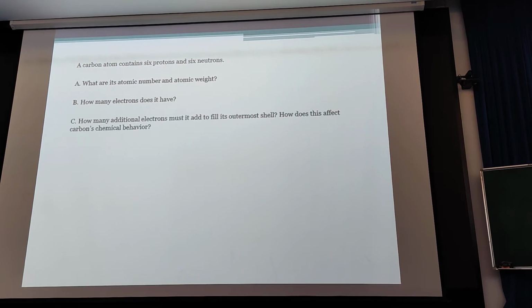And next, how many additional electrons will it have to fill the outer shell, and how is this expected to affect carbon's chemical behavior? 2 or 4? The first shell is covered with 2, and the second shell has 2 electrons, and then for the next, 4 additional electrons. So how does it affect the carbon's chemical behavior?